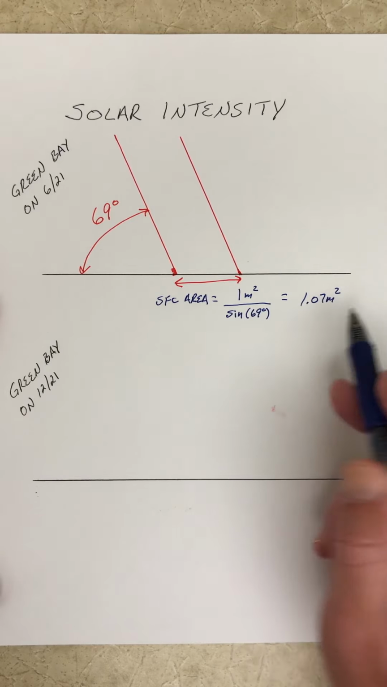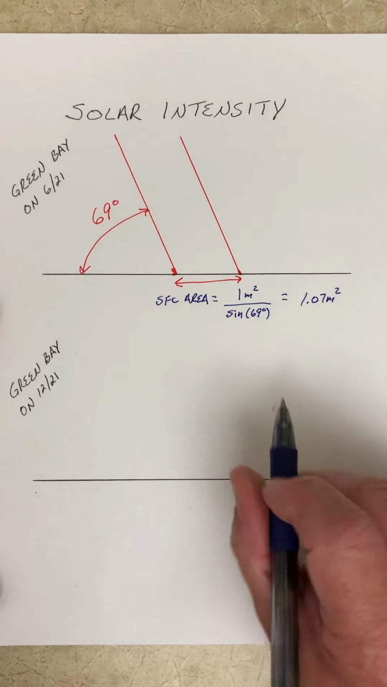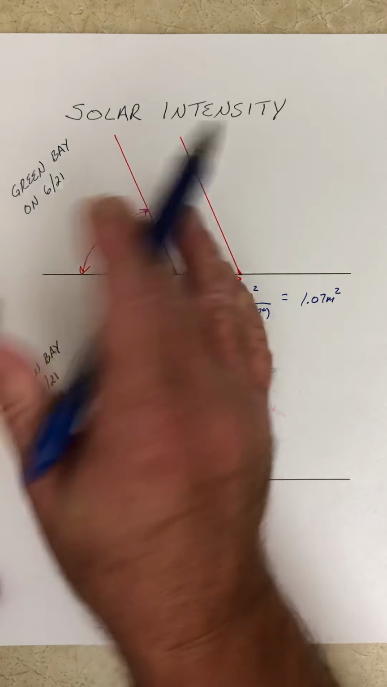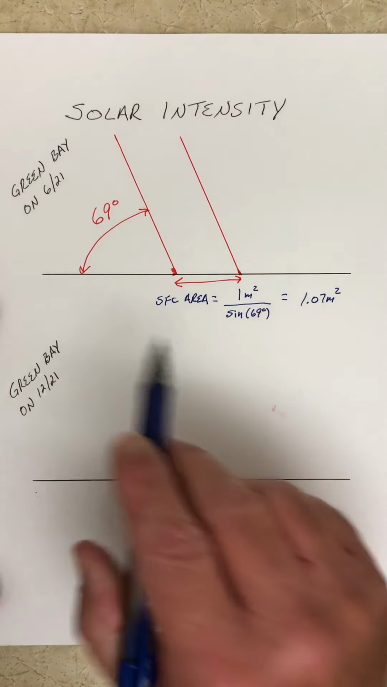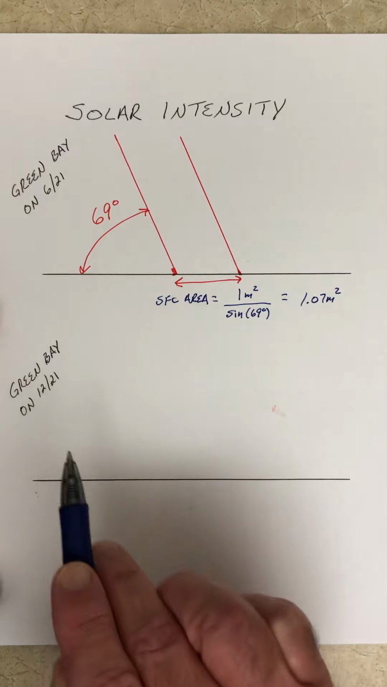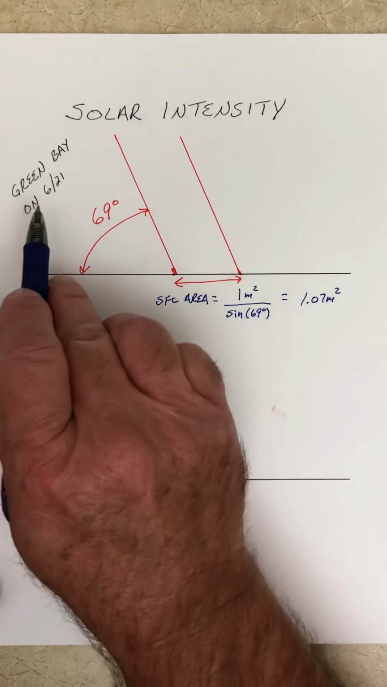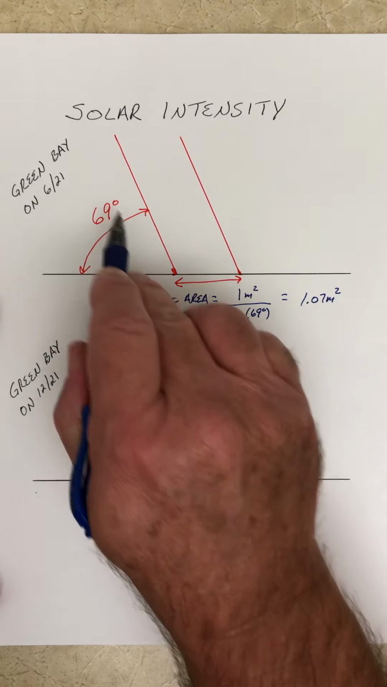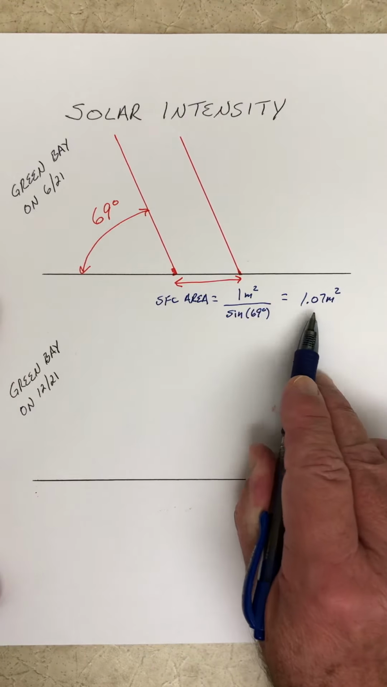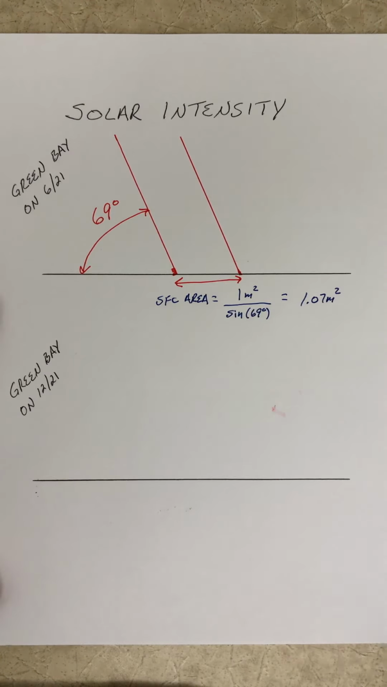Really interesting tidbit here is that on June 21st, and about a week before and a week after, Green Bay actually has a higher solar noon sun angle than the equator has. I always thought that was pretty cool. So June 21st, sun ray coming in at 69 degrees. That sunbeam is going to be spread out over 1.07 square meters of area.